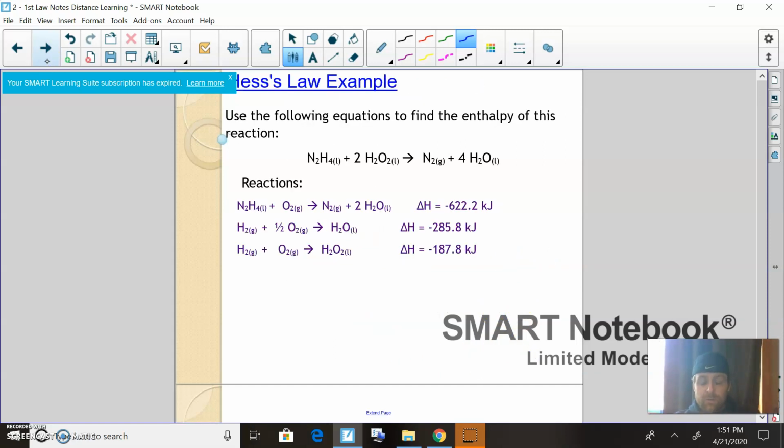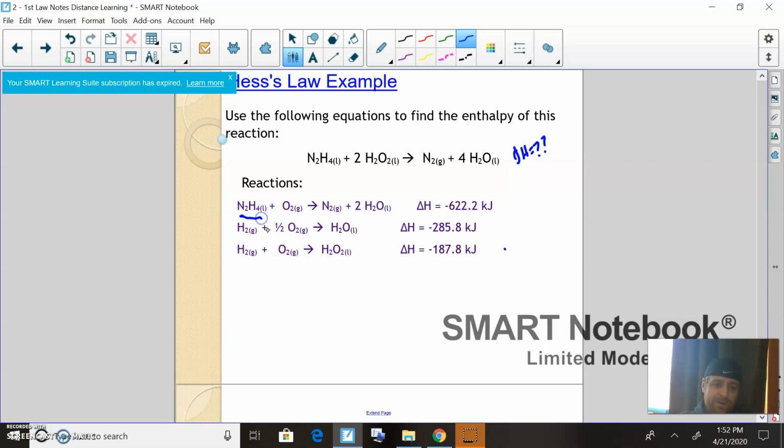Okay, so now let's actually do a problem. All right, so here's the actual reaction we don't know the enthalpy for. We want to find the delta H. Here are the intermediate reactions, all right, and we want to get it to look like this. All righty. So the first thing is you always just make sure, just pick one at a time.